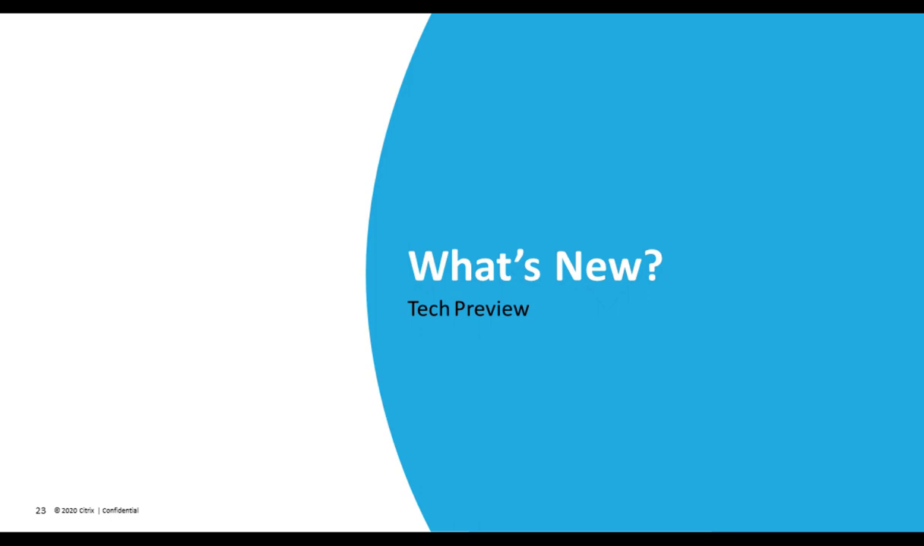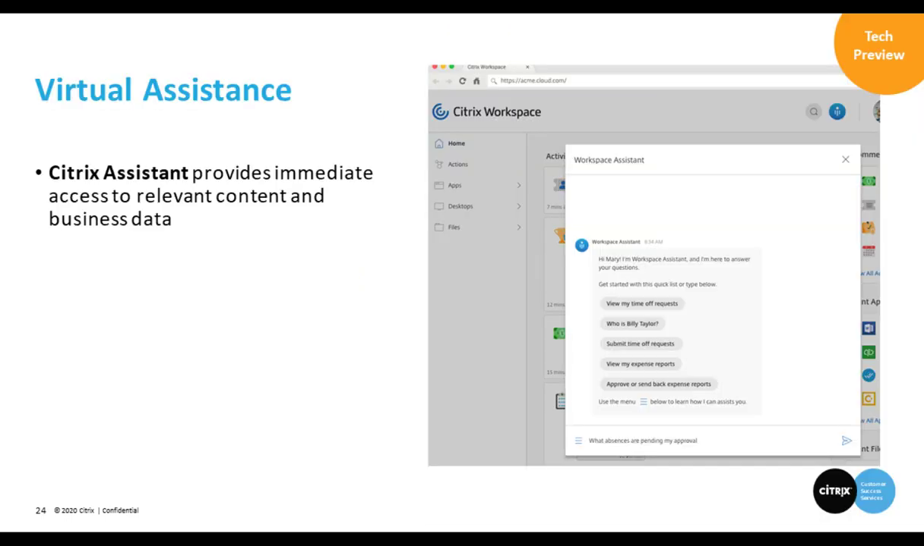So next, what I want to talk about is what's new, right? What we mentioned a little bit about what is available or what's coming out in the tech preview, and we'll just quickly go through that. As I mentioned earlier, there is a virtual assistant that is available for tech preview. It provides immediate access to relevant content and business data. So it allows you to type in data or questions that are pre-formulated with keywords. It's all configurable by the admin, where you can say, how much PTO do I have? Show me my last set of expenses. And depending on how the system is set up, it will retrieve that data for you.